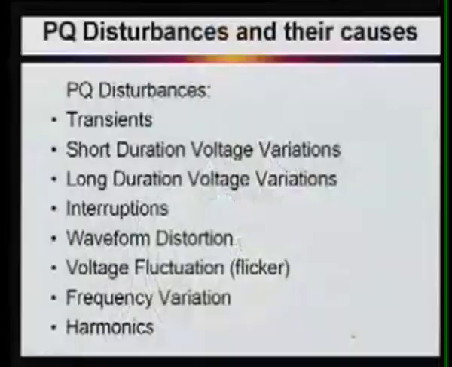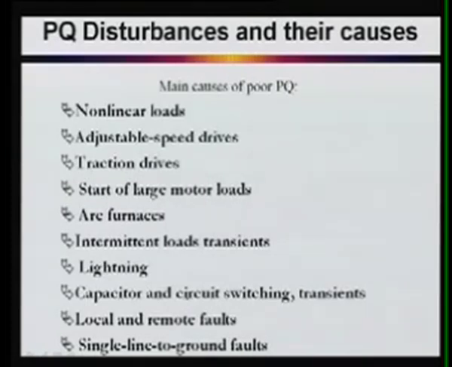So what are these various PQ disturbances? The various PQ disturbances can be categorized into eight different disturbances. First one is transients. Then short duration voltage deviations, long duration voltage variations, interruptions, waveform distortions, voltage fluctuation, which is also known as voltage flicker, frequency variation, and harmonics. We will come later to the various disturbances, and I will explain them one by one.